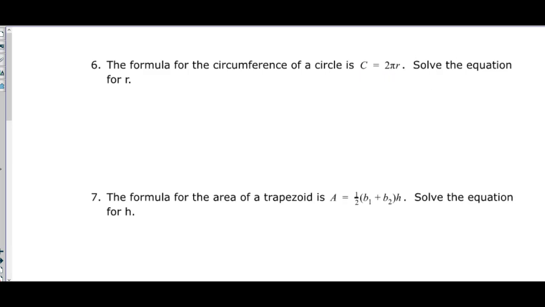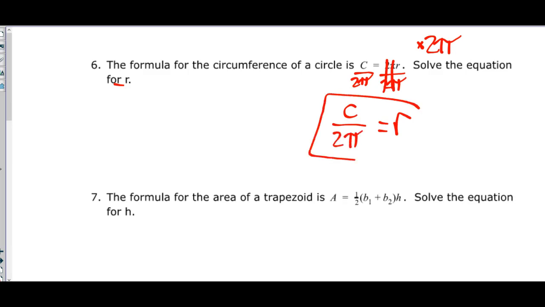We're solving for r. I'm going to look at r. R is being multiplied by 2 pi. I need to cancel out that times 2 pi. I'm going to do that by dividing by 2 pi. So the 2 pi's cancel out. R equals C over 2 pi. That is solved for R.